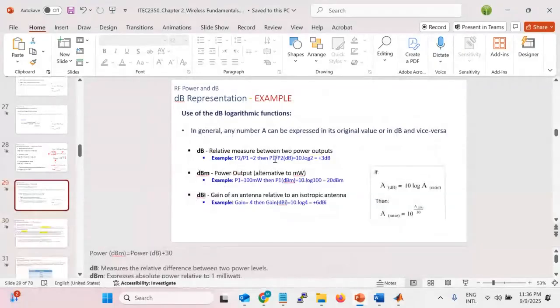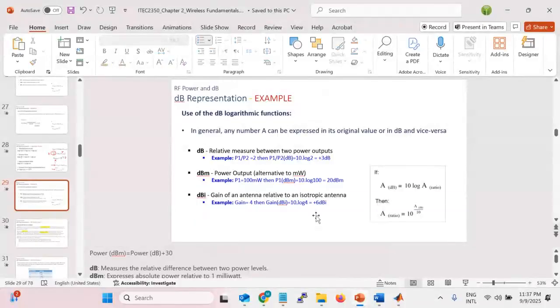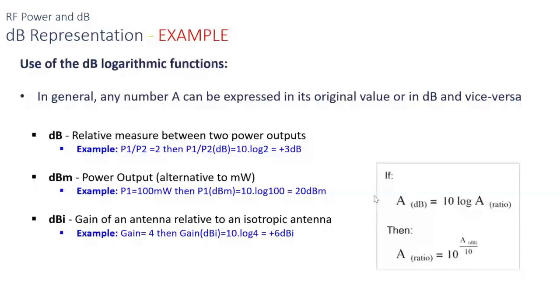Here this is P2, P1 divided by P2. So if P1 divided by P2 equals 2, then P1 divided by P2 in dB equals 10 log 2. Log 2, how much? Approximately it is 0.3. So 10 log 2 equals 3.